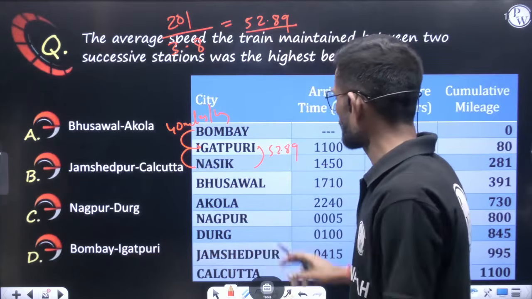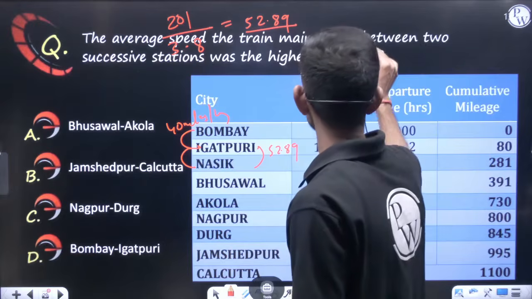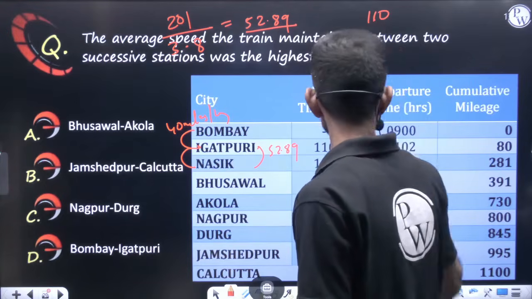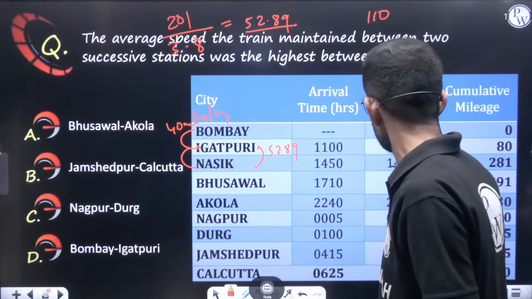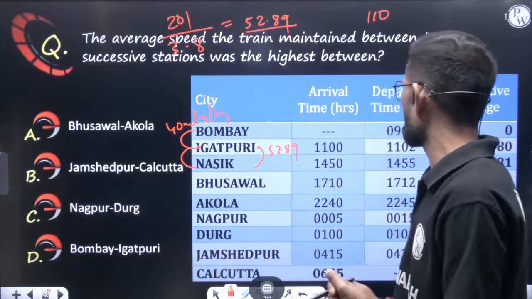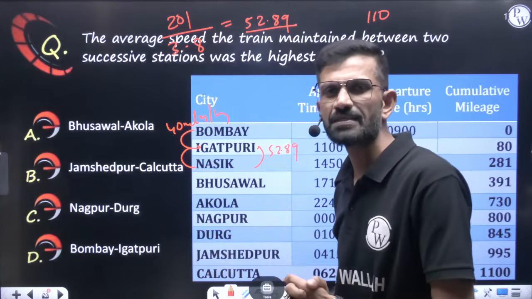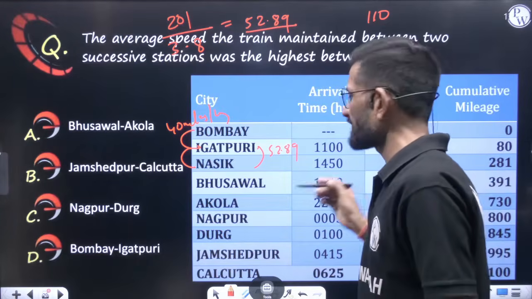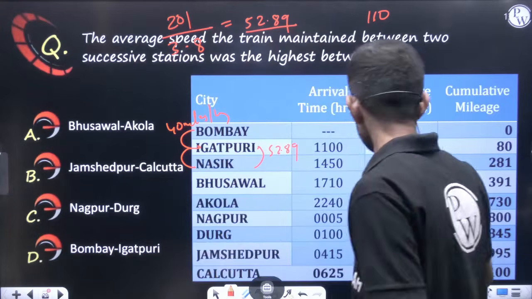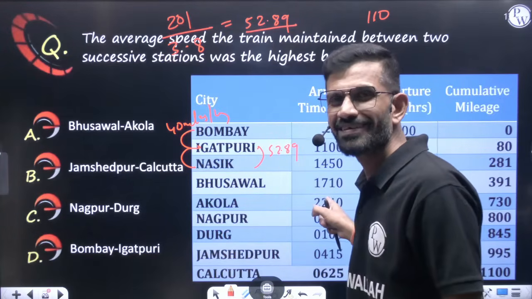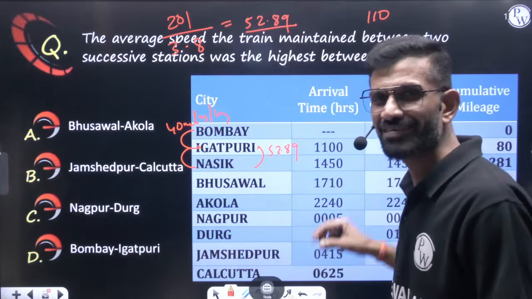We got it? Moving further, Nasik to Bhusawal, it is a total of 110 miles. It is covered in how much time? Nasik, it started at 14:55, that is 5 minutes less than 3. It reached by 17:10, that is evening 5:10 p.m. in the railway timetable. So 14:55 to 17:10: 3 to 5 is 2 hours, plus 5 minutes and 10 minutes. So we can say it is 2 hours 15 minutes.